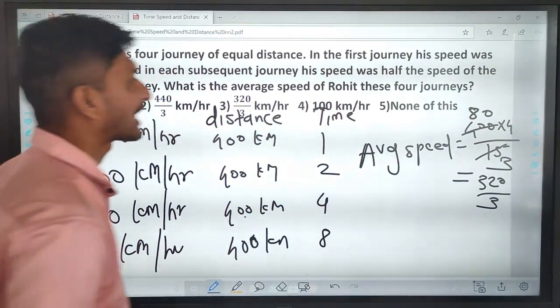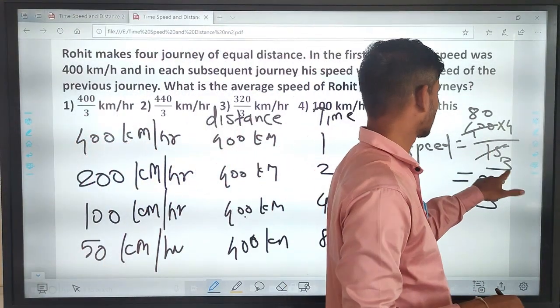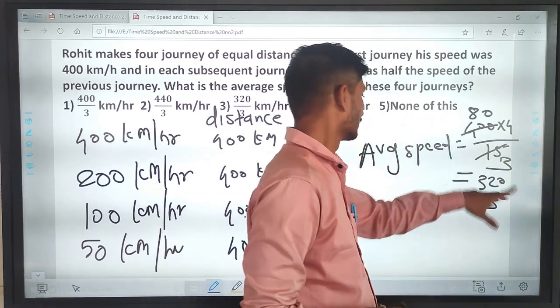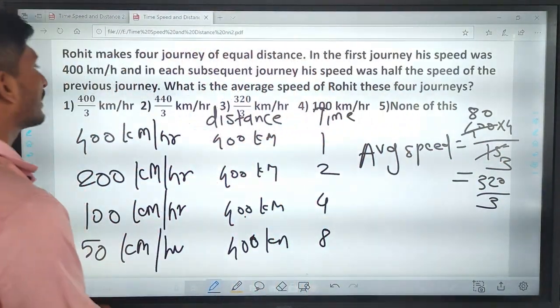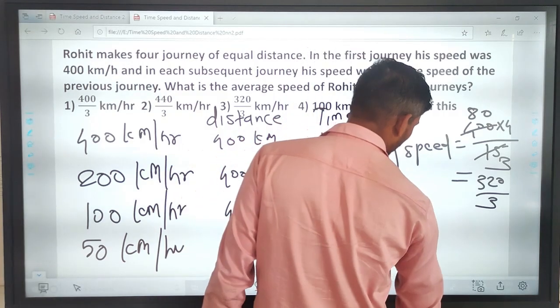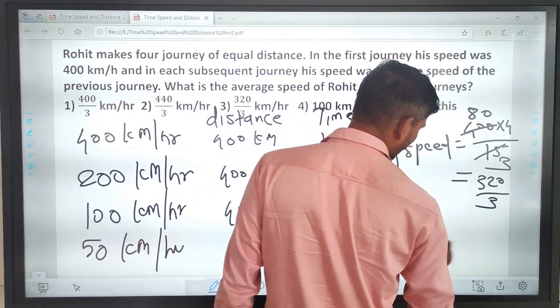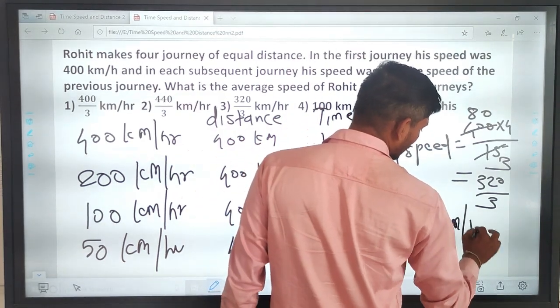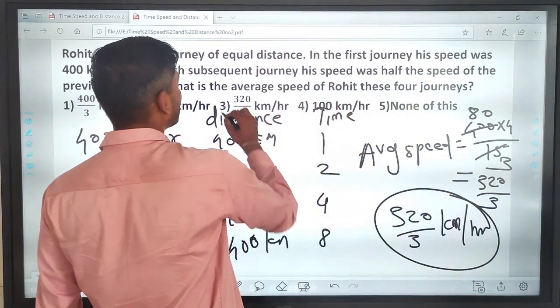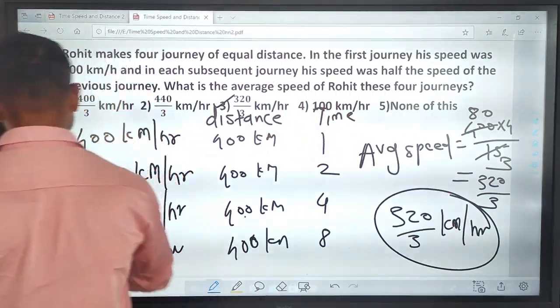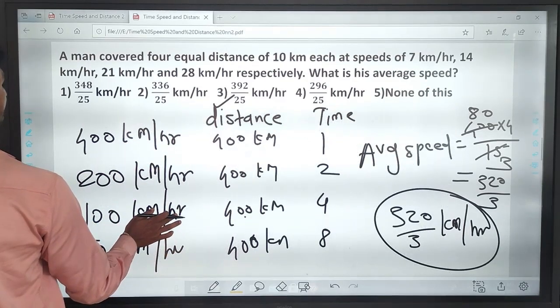Now here your average speed is 320 divided by 3 km per hour. This is your average speed. Now we see the next example.